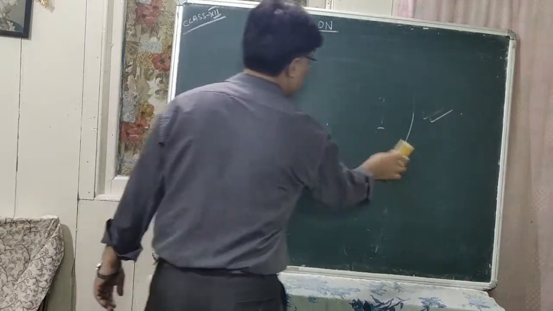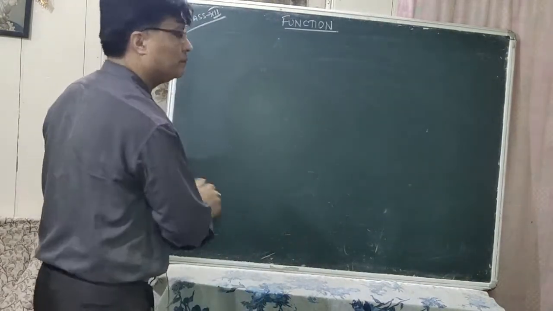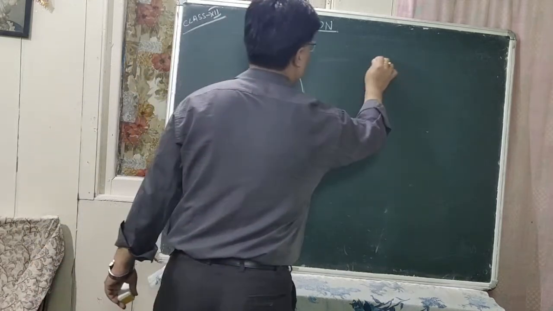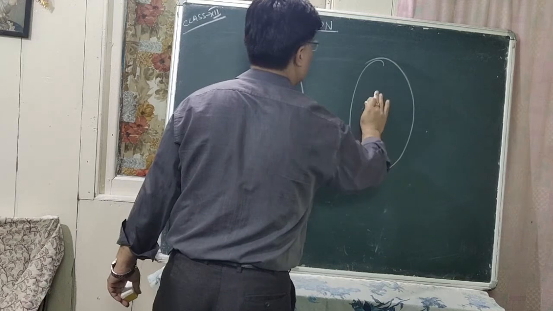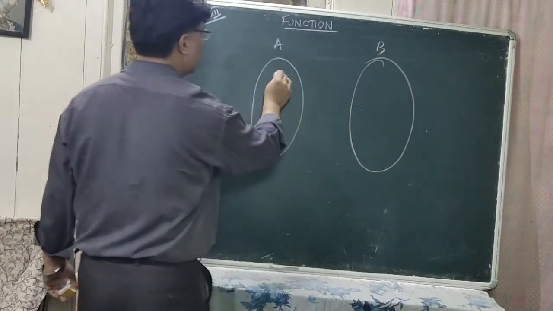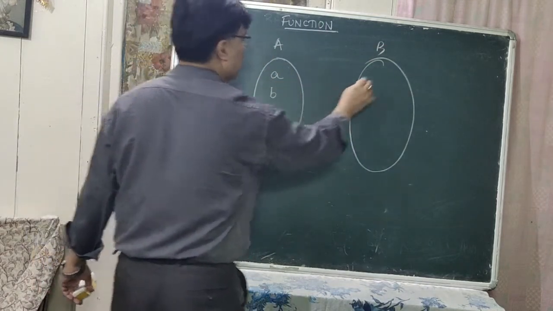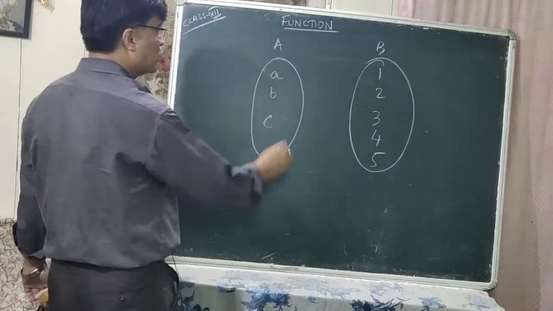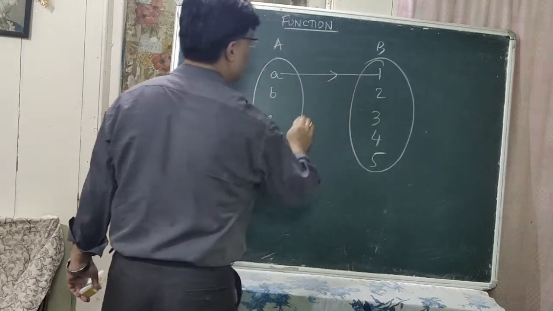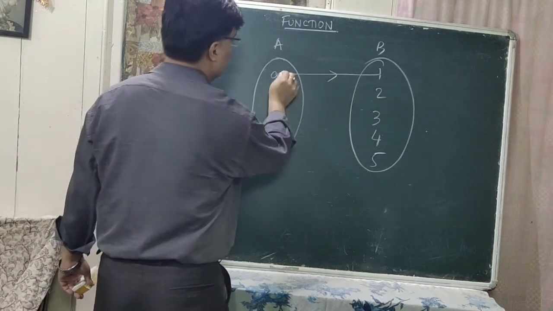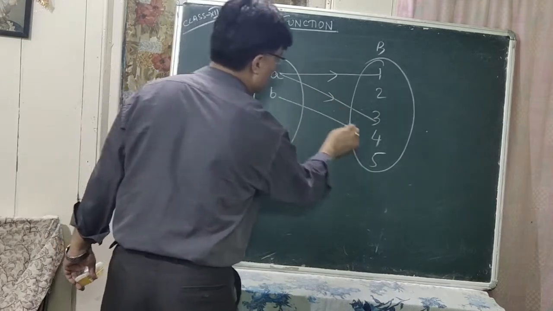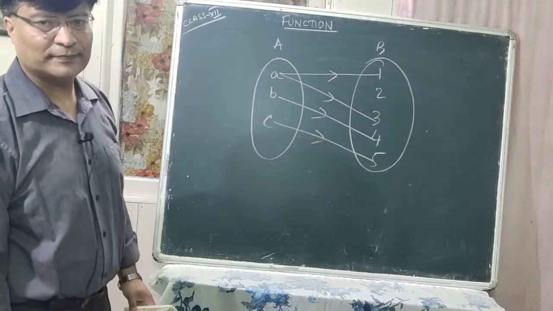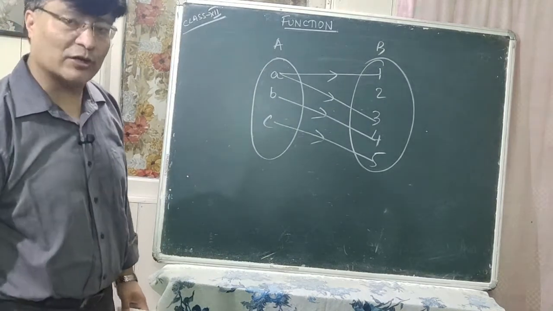Let us take an example. So this is another example. Suppose this is set A and suppose this is set B, right. So this is A, B, C. This is your 1, 2, 3, 4, 5. Right? So A goes to 1, then again to 3, this is 4, this is 5. Is it a function? Is it a function or not?